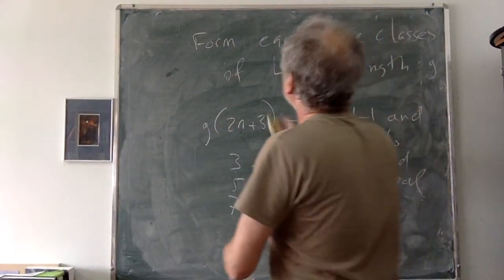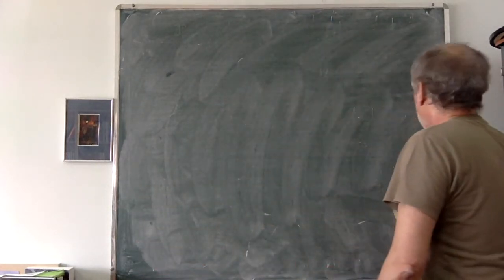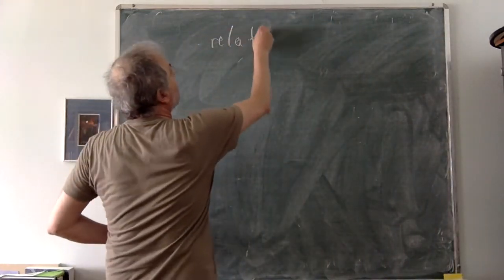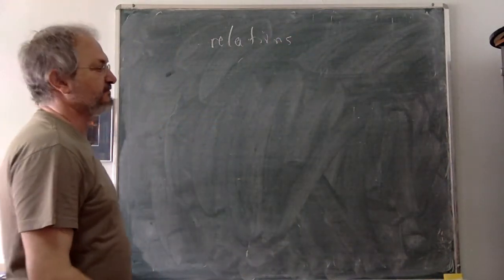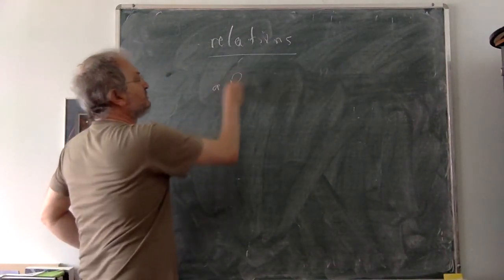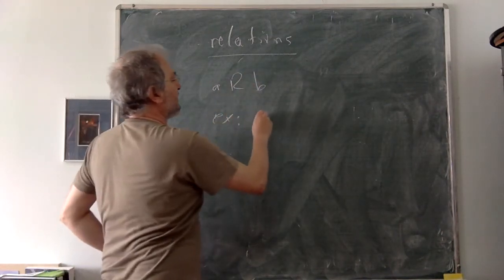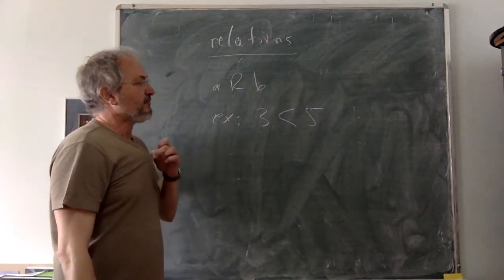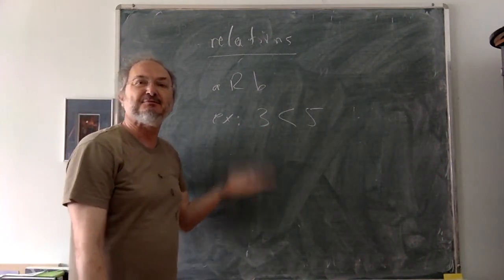Yeah, this is a good place to stop. So let me just give you an idea of relations. We usually write A related to B. For instance, 3 is less than 5. Well, this is a relation in the sense that many things are less than 5, right?